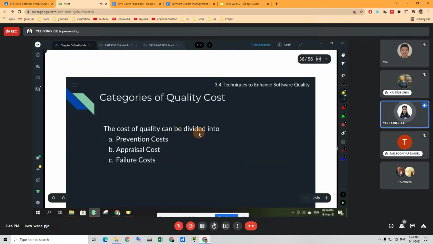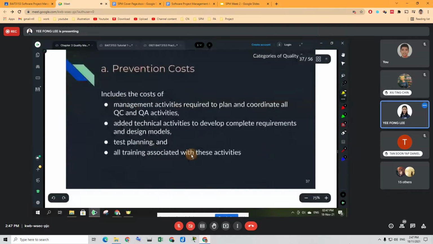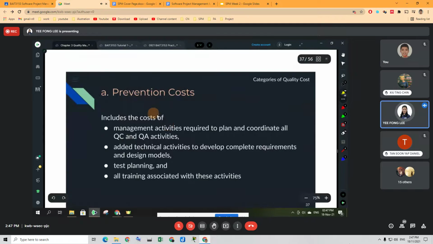The cost is divided into cost spent for prevention, cost spent for appraisal, and cost spent for failure. So from the name itself, we can roughly guess already what each is used for. We look at the first one, prevention costs. This is the cost spent when the organization intends to keep failure to a minimum level.